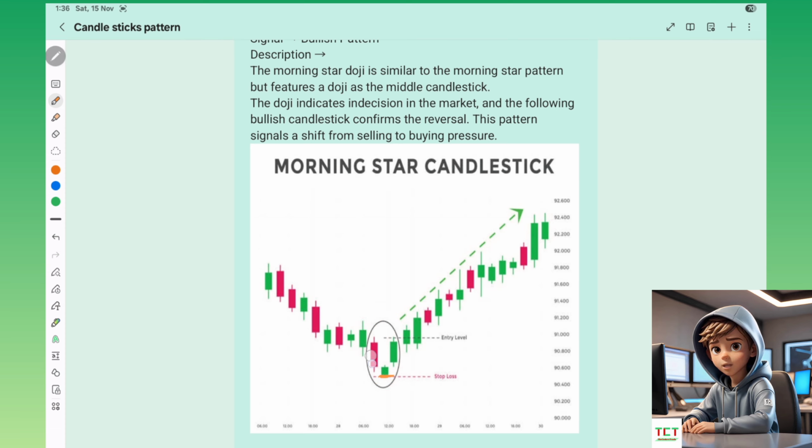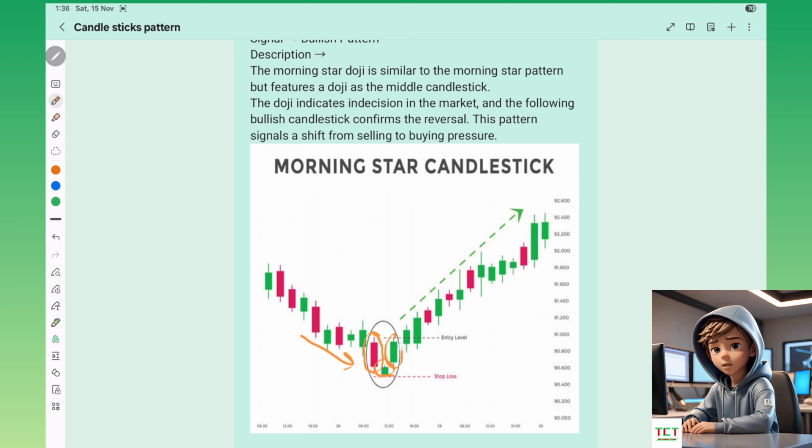First, the market is in a downtrend, and you see a long bearish red candlestick. Everyone is selling. Sentiment is very negative. Then comes the second candle, the doji. A doji is almost no body, just a tiny body with wicks. This doji gaps down from the previous candle, meaning it opens lower with a gap. The doji represents complete indecision in the market. Neither buyers nor sellers are in control. The market is confused, and doesn't know which direction to go.